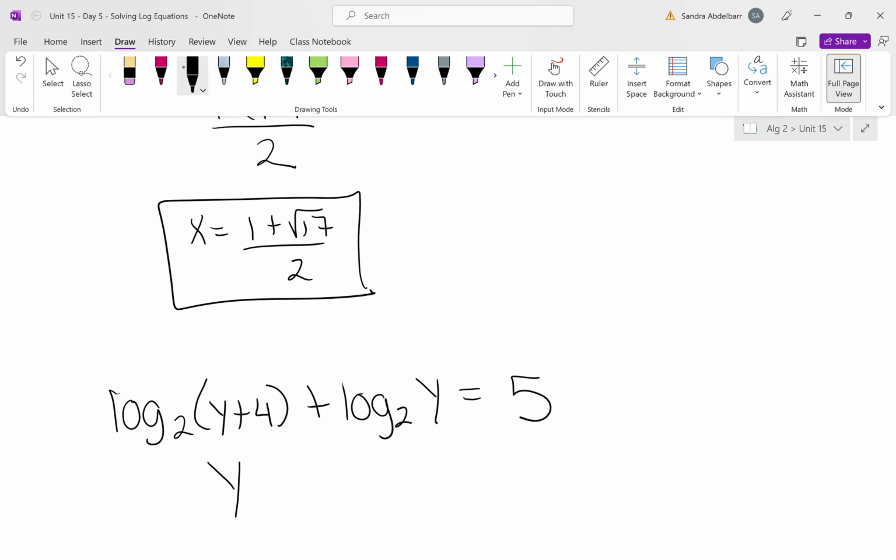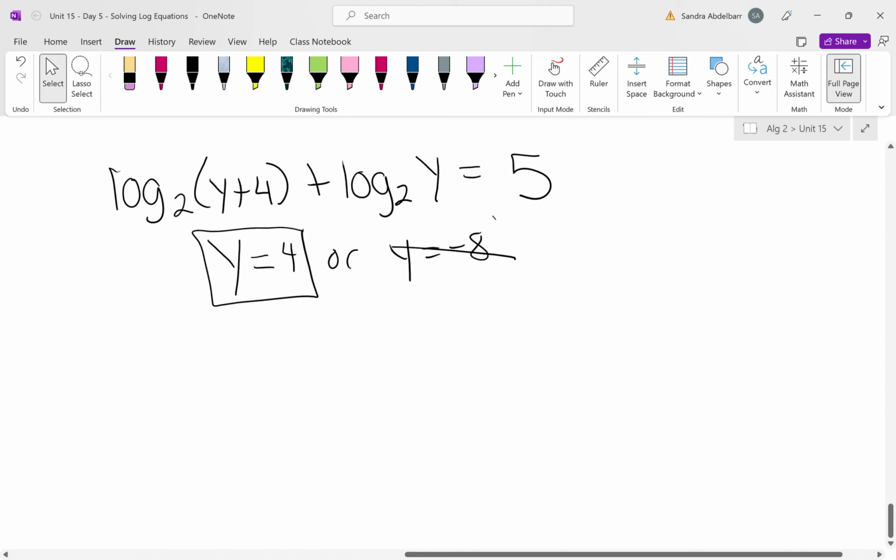So we get y equals 4 or y equals negative 8. But what should we do with that negative 8? Reject it. So it's just y equals 4. Who needs to see me do it? On a test, do we have to write reject or just write? No. Just y equals 4 is fine.